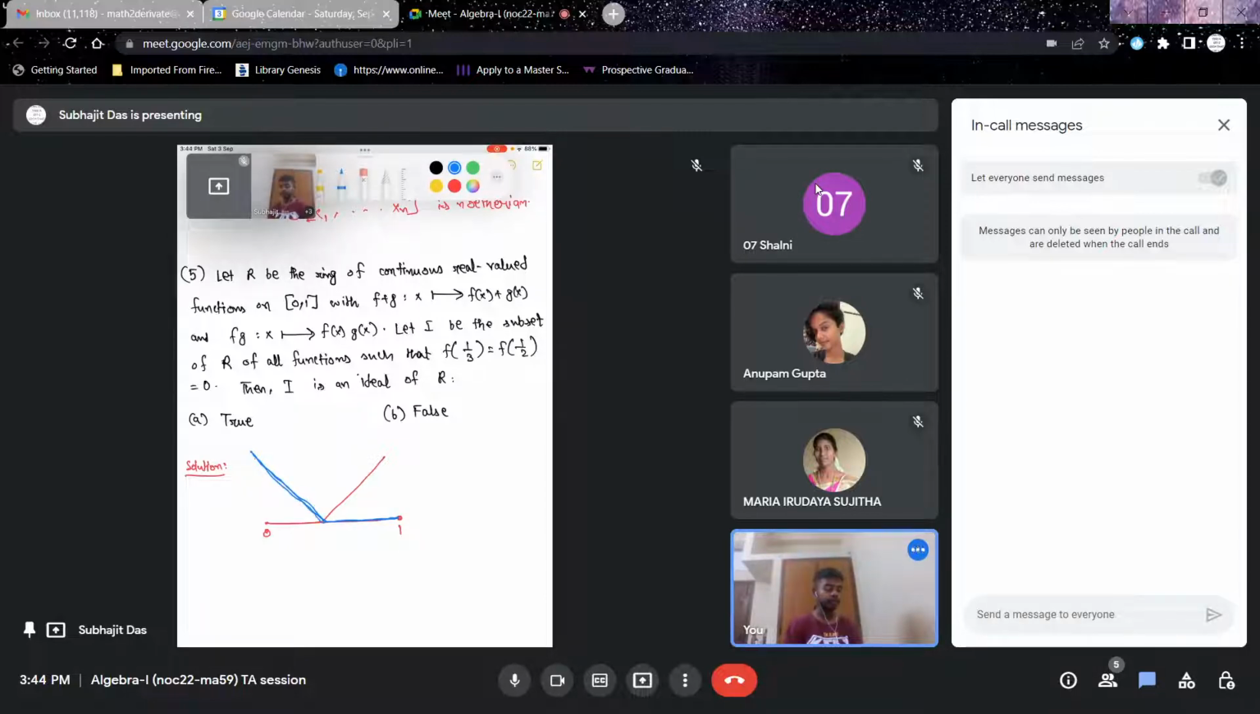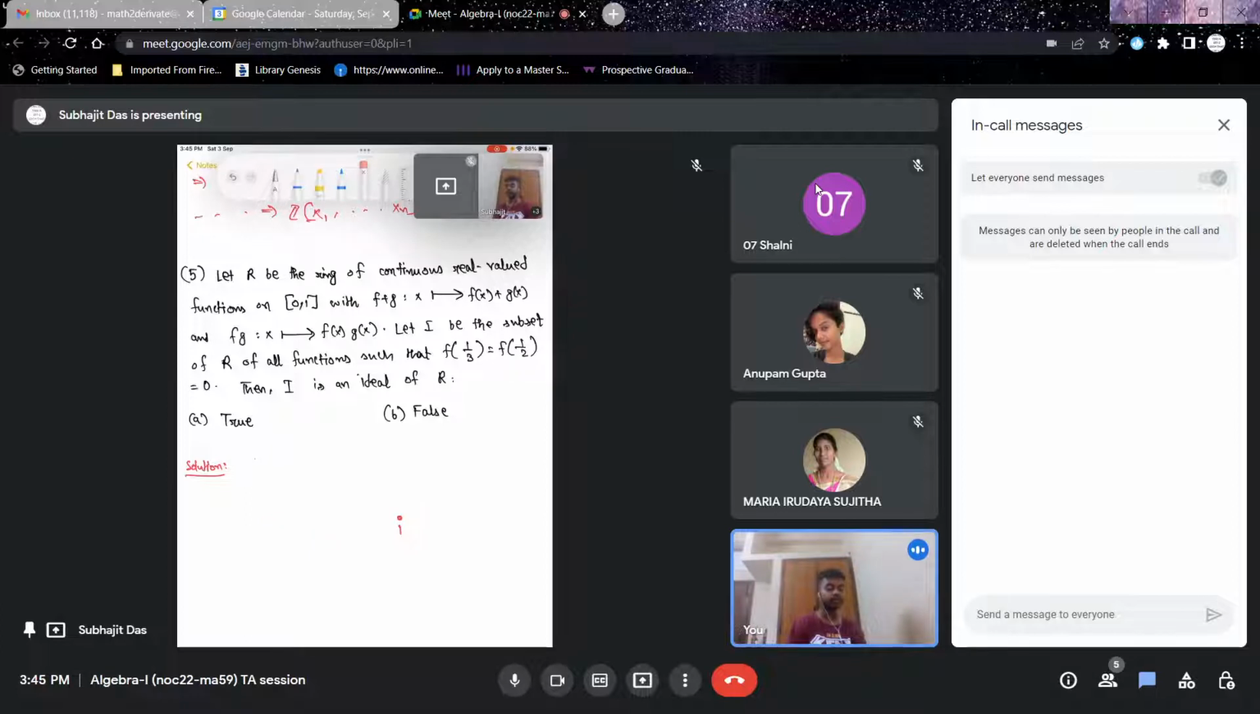So the blue function, or rather the graph, basically represents a function which is, let's say, 1 on the closed interval [1/2, 1], and the other one is 1 on the closed interval [0, 1/2]. So the product is certainly 0, but none of the functions are 0. So this is not a ring, let alone a field, this is not even an integral domain.